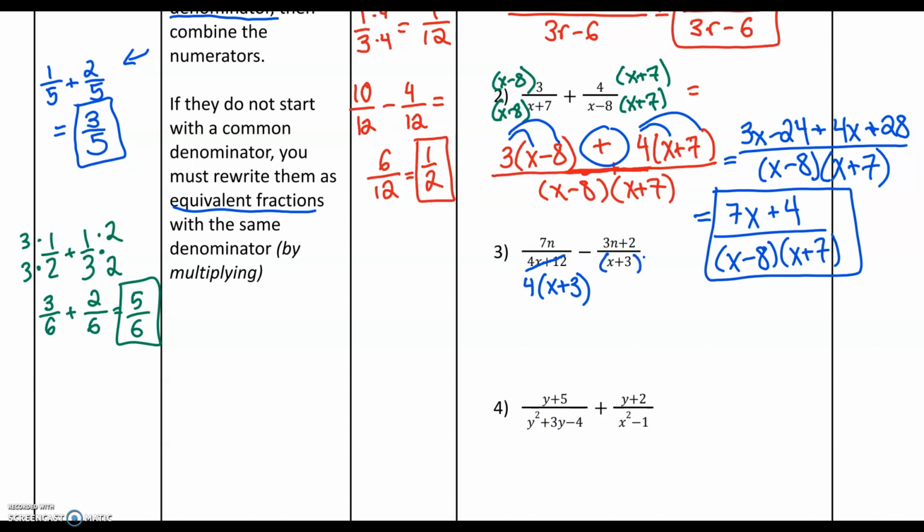So in order to give them a common denominator, all I have to do is multiply that one by 4. But if I multiply the bottom by 4, you'd have to go and multiply the top by 4 as well. So the common denominator is 4 times x plus 3. The numerators then are 7n minus 4 times this. I'm going to write it that way. You can switch around the order because 2 times 3 is the same as 3 times 2, right?